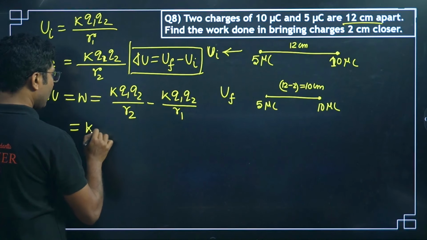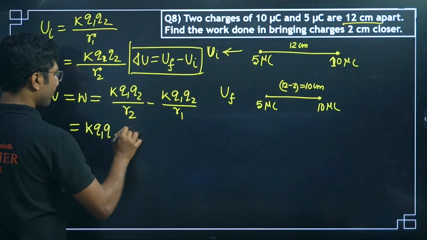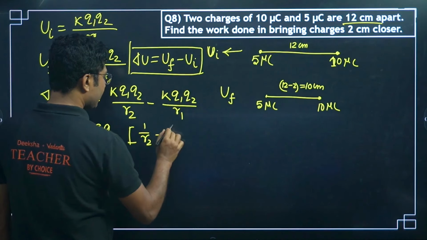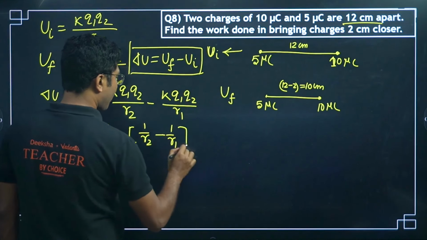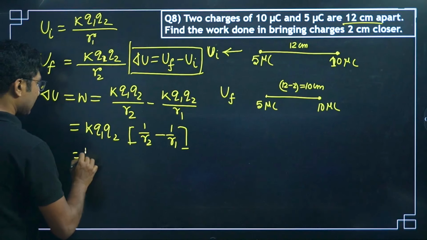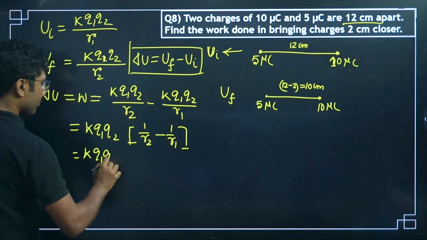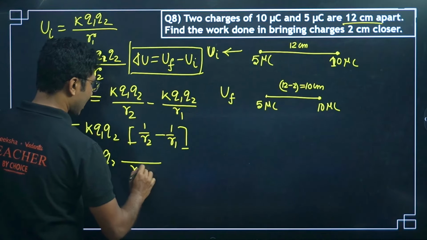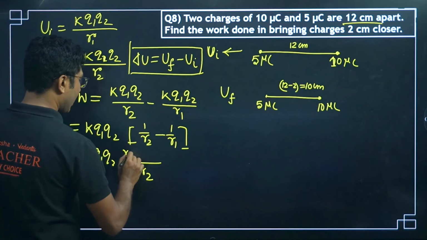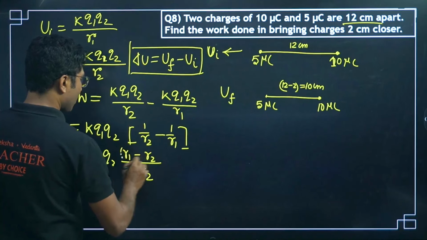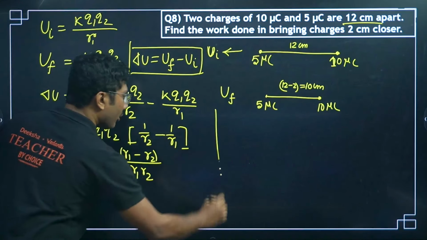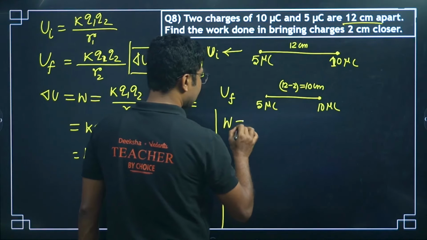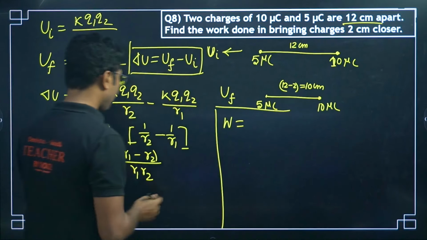So, K, Q1, Q2 are common. So, you get 1 by R2 minus 1 by R1. So, I am doing the mathematics as much as possible. In the final stage, the only thing you have to do is put the values R1, R2, R1 minus R2, and calculate the answer. So, the work done is basically given by, put the values now.